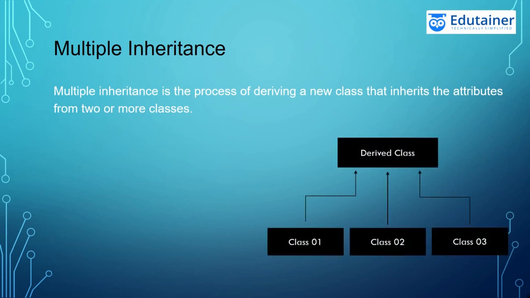So let's see this diagram. Over here you can see that we have multiple classes, that is class 1, class 2 and class 3, and we are deriving a class using different attributes over here. So you can see this is a derived class. Now let's move to Code::Blocks so that I can show you the practical implementation of multiple inheritance.